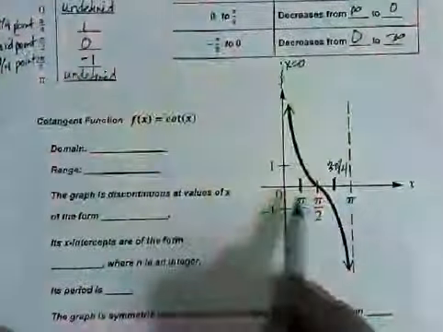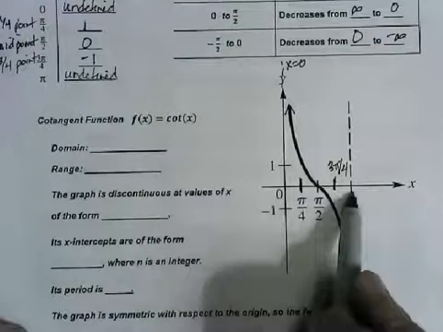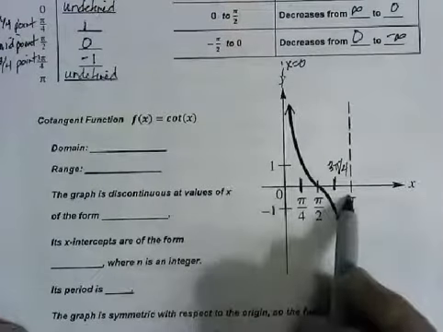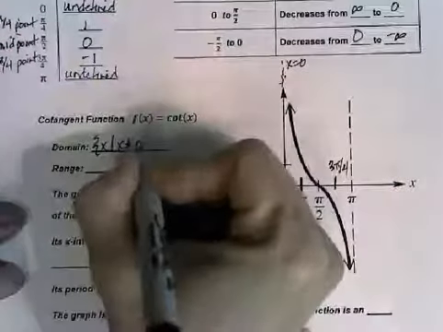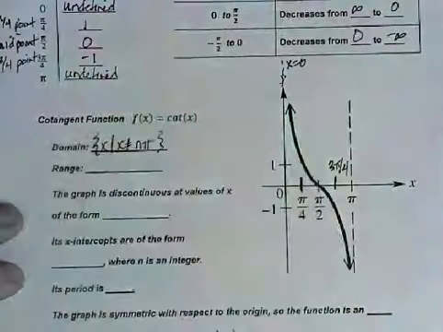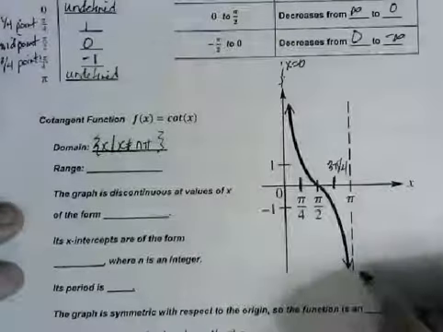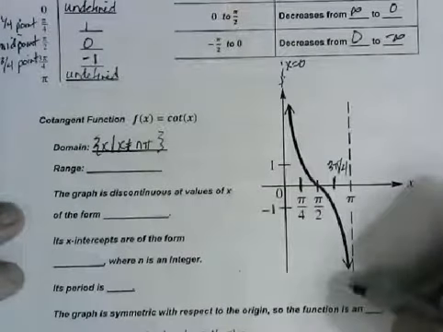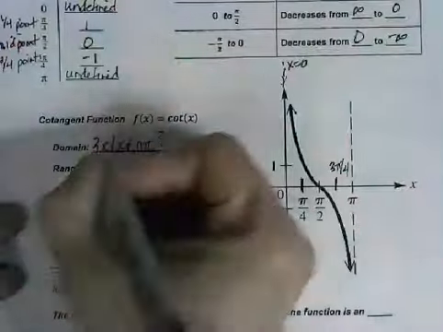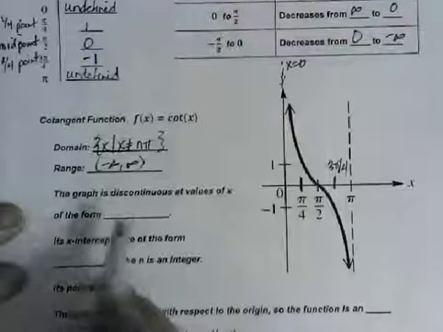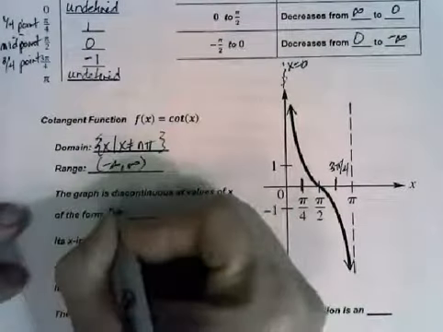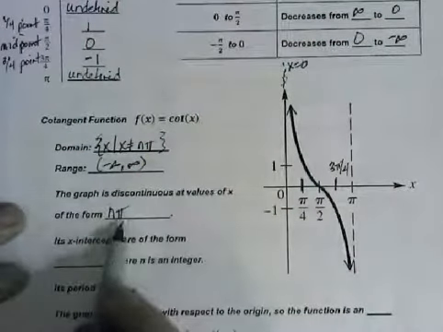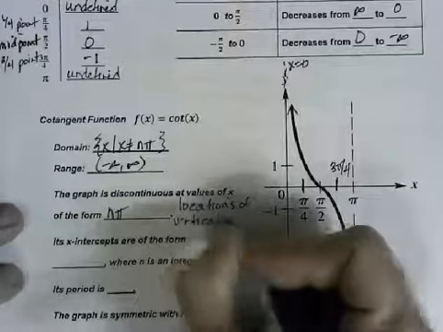For the domain, we want to leave out any place that there's a vertical asymptote. Those would be all the multiples of pi. We're just going to say x is not equal to n pi, where n is an integer. For the range, if we go from bottom to top, we're going all the way from negative infinity to positive infinity. Our graph is discontinuous at these values. That's also where our vertical asymptotes are.